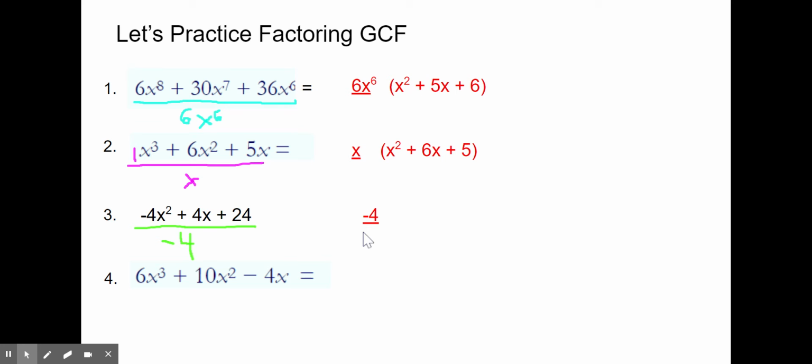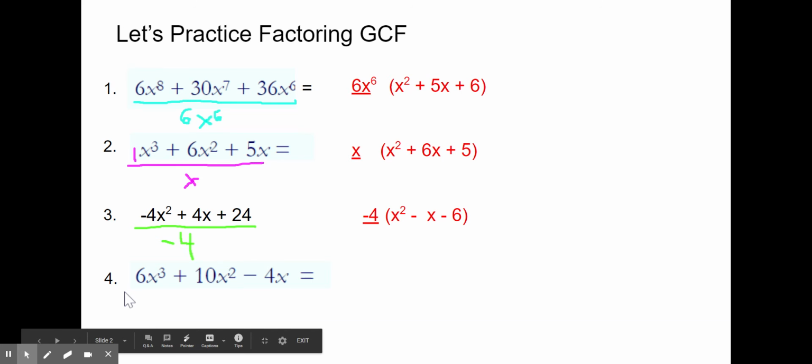So my GCF is going to be negative 4, and my resulting trinomial, my resulting parentheses, is going to be x squared minus x minus 6. Each sign will change, and now I'm left with a positive lead coefficient.